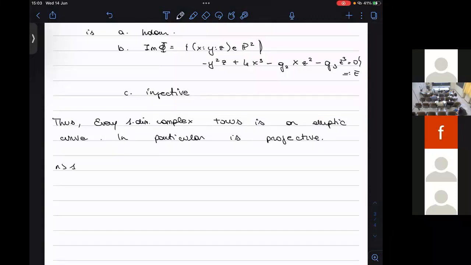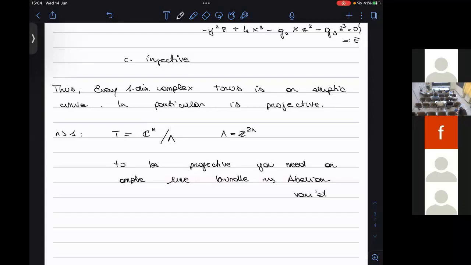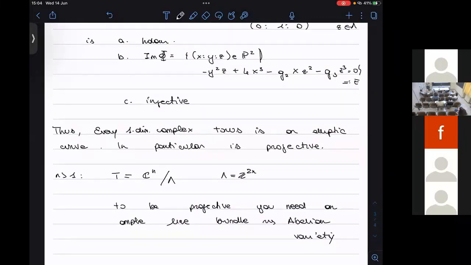If you consider a complex torus of dimension bigger than 1, the construction is actually the same. You consider that quotient, where lambda is a rank 2n lattice, which acts by translation. This is a complex manifold, but in general it is not projective. To be projective, you need a polarization, an ample line bundle. And in this case, we call it an abelian variety.